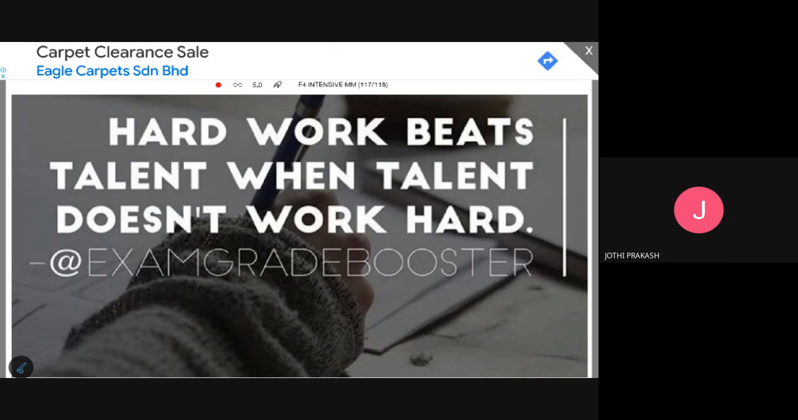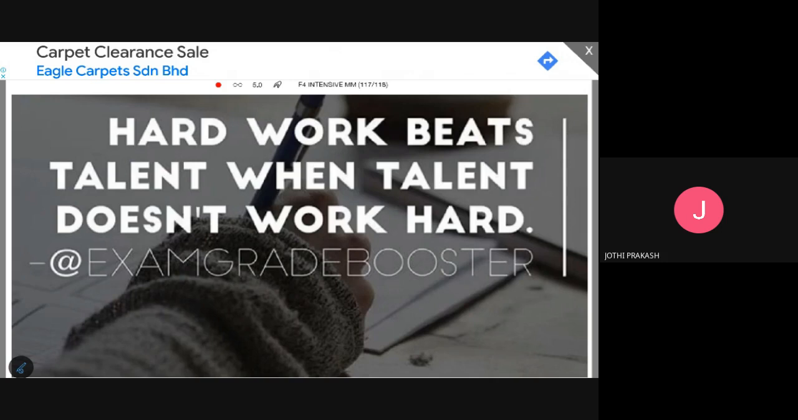Image orang kat cermin tu adalah persaingan yang paling sukar, iaitu diri kamu sendiri. Cuba lawan diri kamu sendiri. Very tough guys to fight your own self. So this is what you all must compete for. Compete with yourself. Jangan compete dengan orang lain.